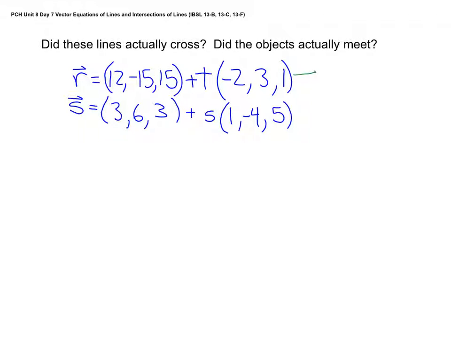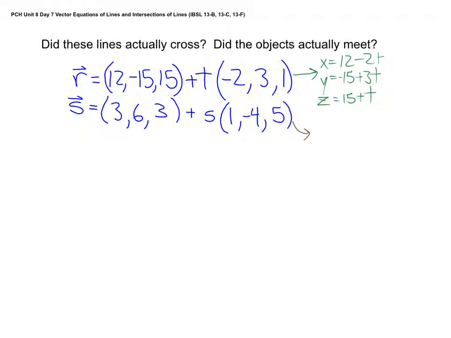With R, let's look at our parametric equations. X equals what for R? Let's call them out quick here. X equals 12 minus 2t. Y equals negative 15 plus 3t. Z equals 15 plus t. Show me you know it, alright?